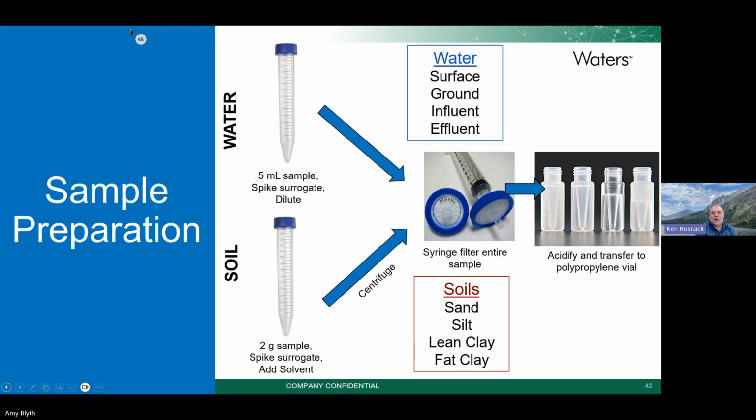Sample prep for direct injection, pretty darn simple. Water or soil, again, you'll take 5 mLs of water or a couple of grams of soil, and a lot of those things that you see, you'll filter because you don't want to get particulates in the mass spec. That's a bad thing. Transfer things to a polypropylene vial, and then you're off.